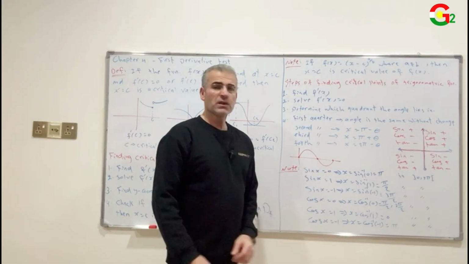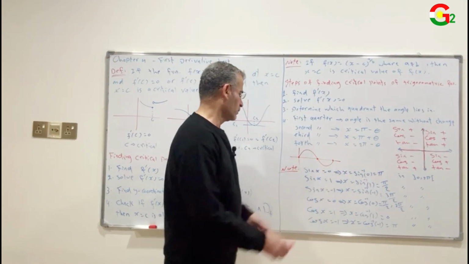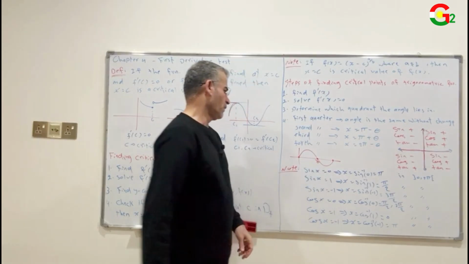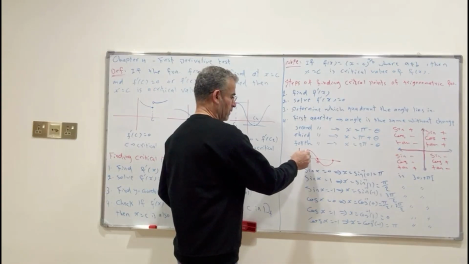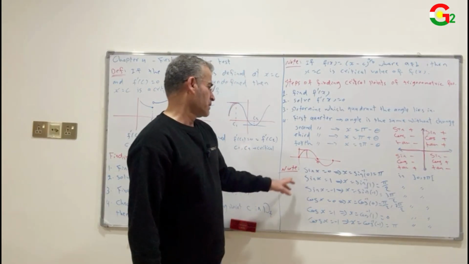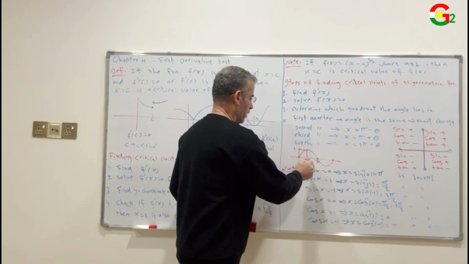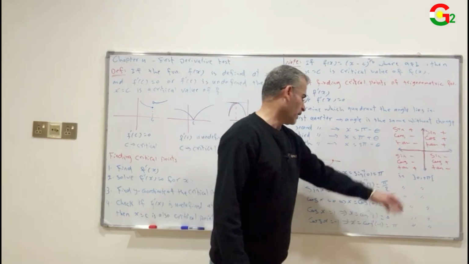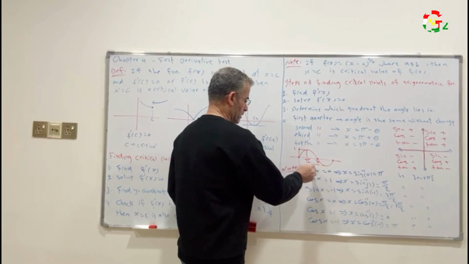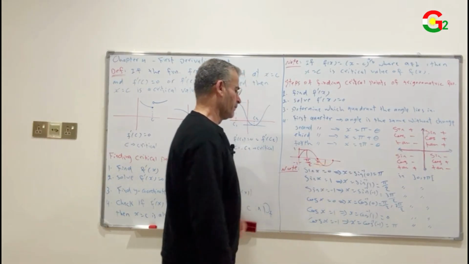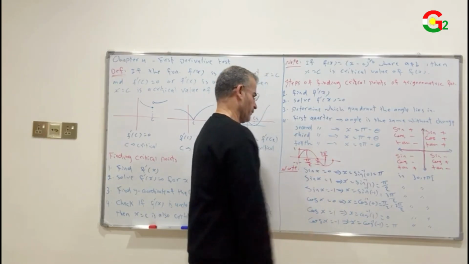Note, sine x equals 0, then x equals sine inverse of 0, equal to 0 and pi in the interval 0 to pi. This is the value of pi. Sine x equals 1, this is the value of 1. Then x equals sine inverse of 1 equals pi over 2 in the interval 0 to pi. Sine x equals negative 1, this is negative 1. Then x equals sine inverse of negative 1 equals 3 pi over 2.